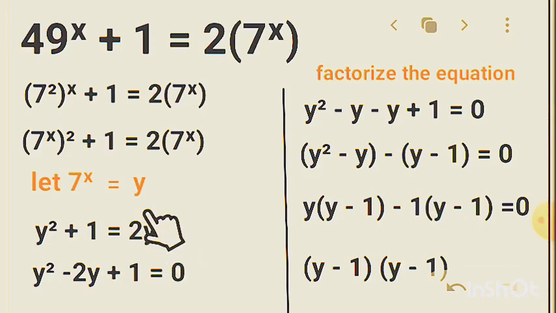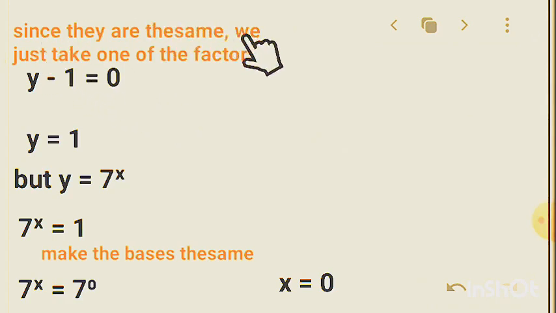If this 2y crosses the equality sign, it becomes minus 2y. So we have y squared minus 2y plus 1 is equal to 0. So we factorize the equation. The factors of y squared minus 2y plus 1 are y minus 1 and y minus 1. Now, since they are the same, we just take one of the factors, which is y minus 1, equal to 0. If this minus 1 crosses the equality sign, it becomes plus 1. So y is equal to 1.